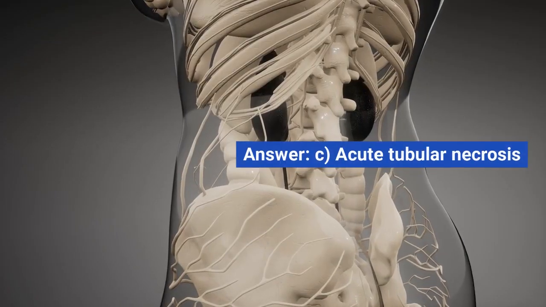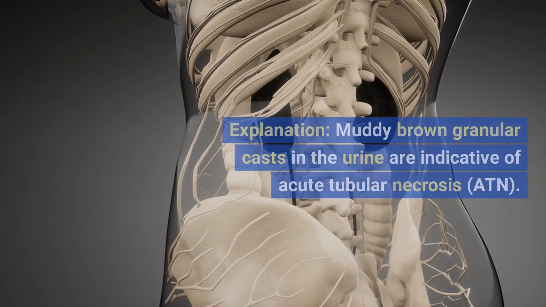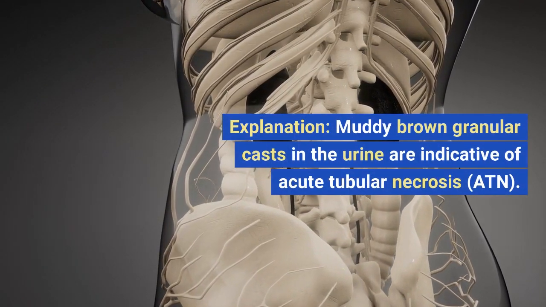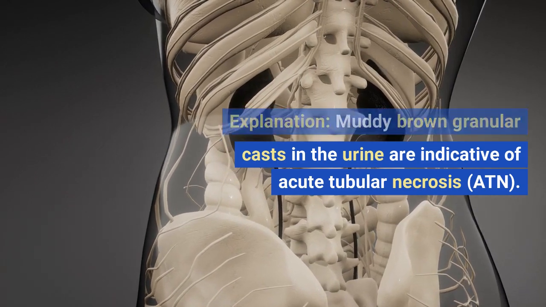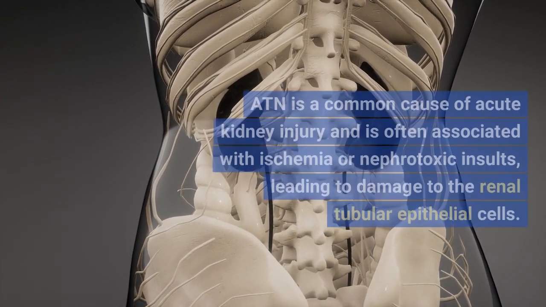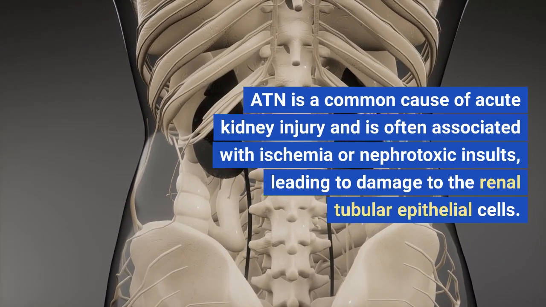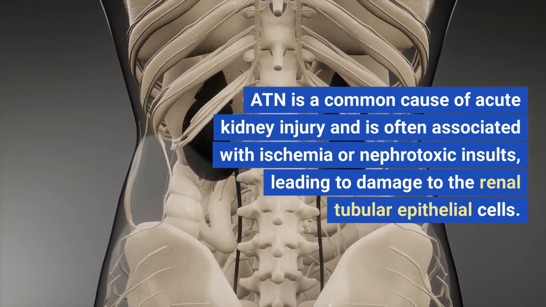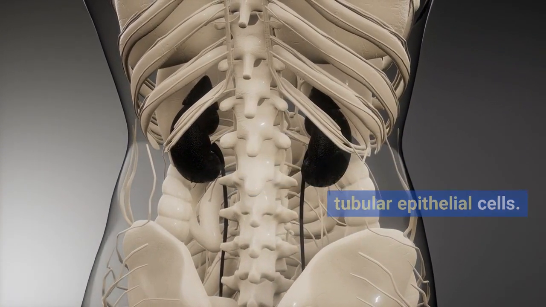The answer: C. Acute tubular necrosis. Explanation: muddy brown granular casts in the urine are indicative of acute tubular necrosis, ATN. ATN is a common cause of acute kidney injury and is often associated with ischemia or nephrotoxic insults, leading to damage to the renal tubular epithelial cells.